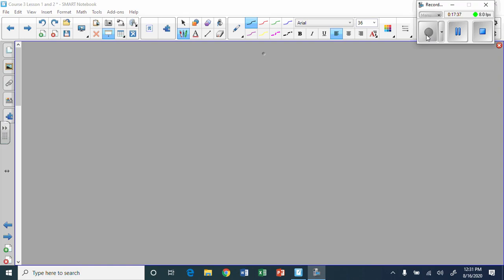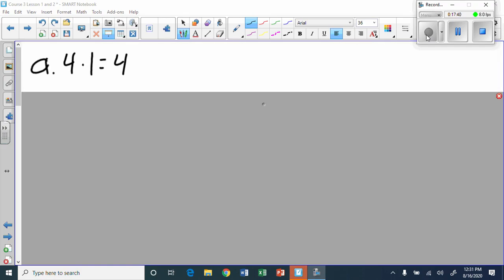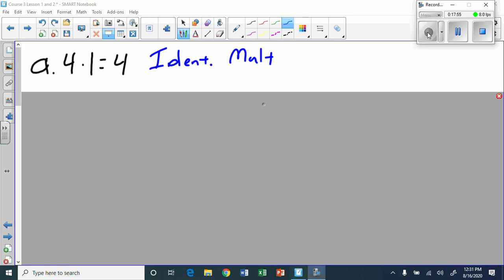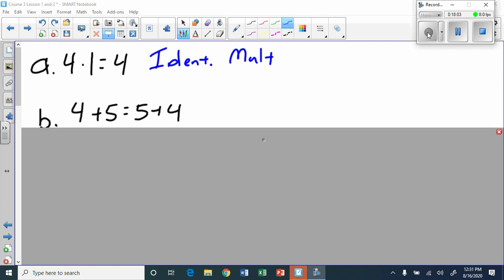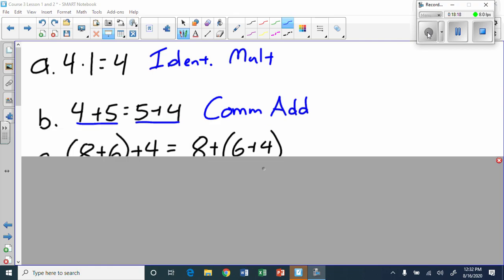See how you do. The first couple ask you about what property is shown. So name the property illustrated. 4 times 1 equals 4. Again, I will let you abbreviate the identity property of multiplication. Identity property of multiplication, because we multiply and we get the same thing we started with. Our next one, 4 plus 5 equals 5 plus 4. So this is an addition property. You can see that the 4 and 5 changed order. Commutative property of addition. That's all you have to put for me.